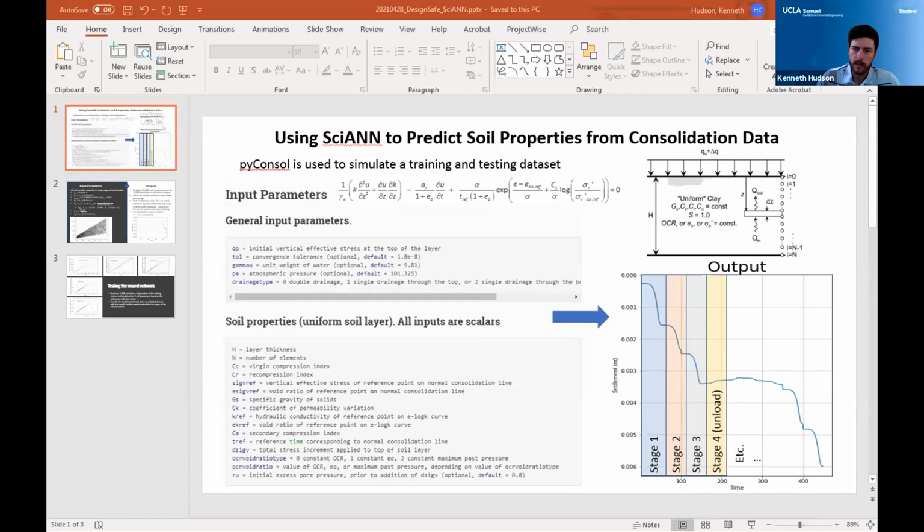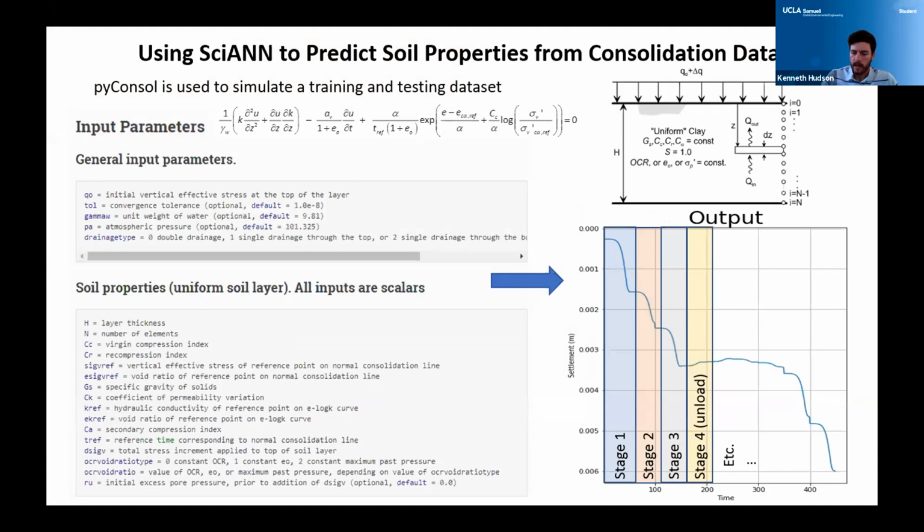I'm Ken Hudson, and I'm a PhD student at UCLA working with Scott Brandenburg. And so I've used SciANN for this little project that we were working on together. I'm going to first give a brief introduction into what this problem is and why we're trying to solve it with SciANN and machine learning and neural networks, and then show the results.